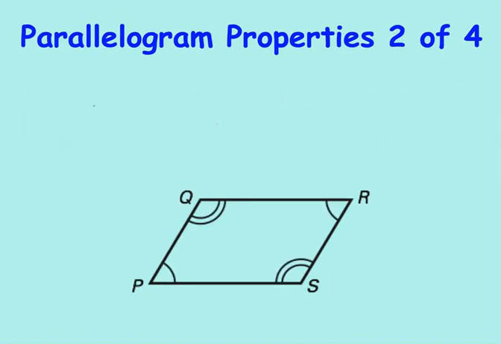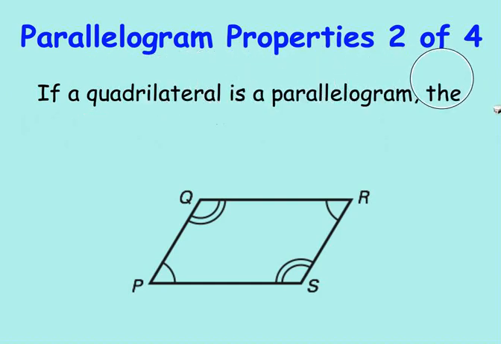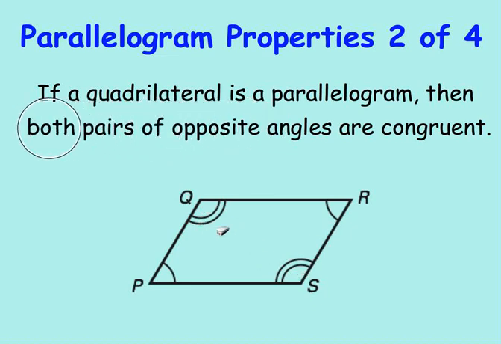Our next property of parallelograms is that opposite angles are congruent. So looking at our diagram, angle P and R are opposite angles, and so they're going to be congruent. And Q and S are opposite angles, so they'll be congruent.